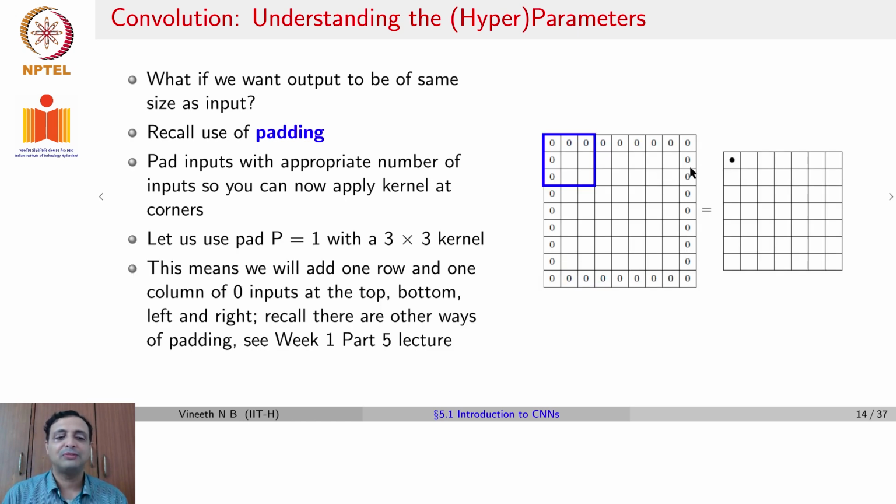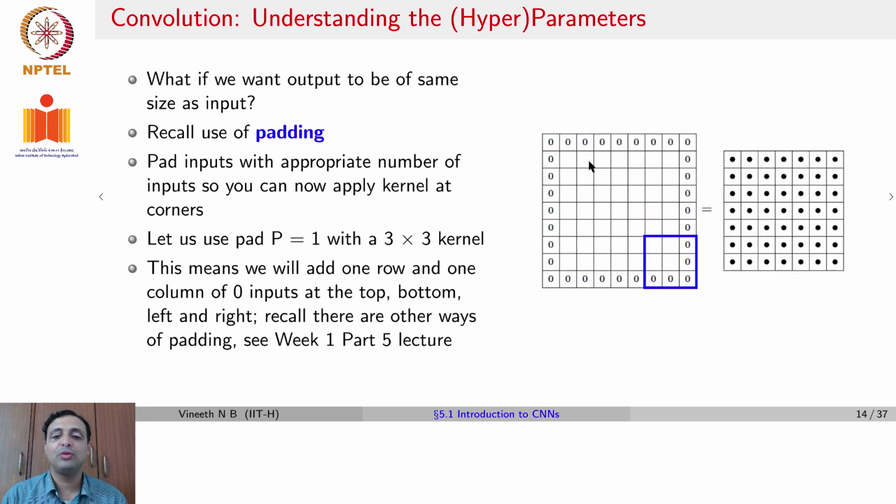Now you would have something like this. So your 7 by 7 becomes a 9 by 9. And now you can place your kernel even at the corners as you convolve your 3x3 filter on this image, and your output remains 7x7 like your input image.